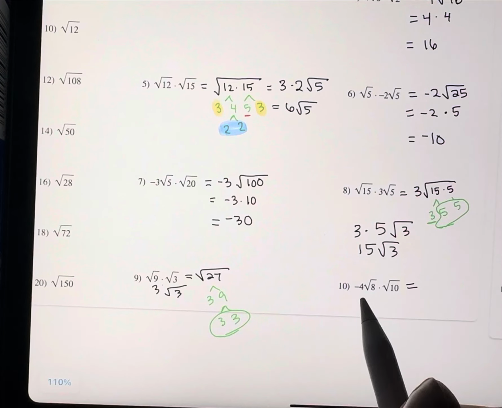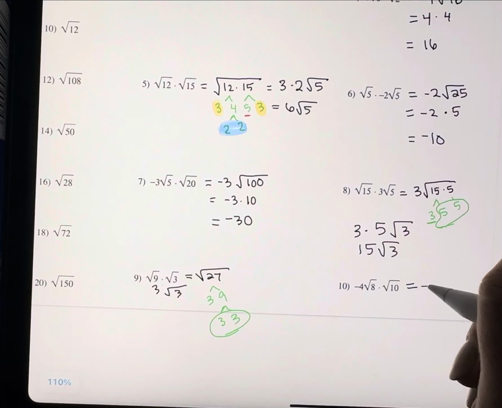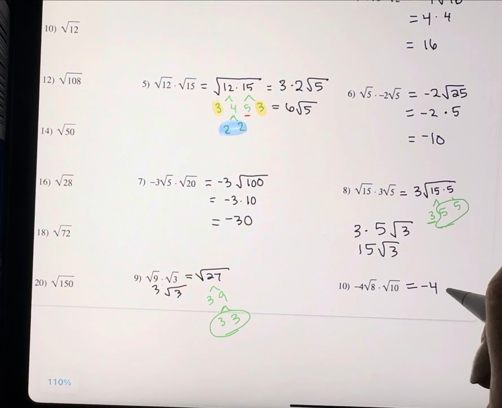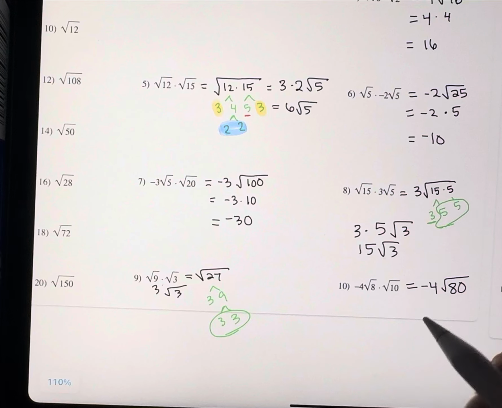Okay, and now here, negative 4 has nothing to multiply by. It stays negative 4 on the outside. 8 times 10 is 80. All right? I would normally keep it separate, but I do want to do one for the other people who like to multiply. So 80, and I'll break 80 down into 8 and 10. And that's 2 and 4, and that's 2 and 2, and that's 2 and 5.